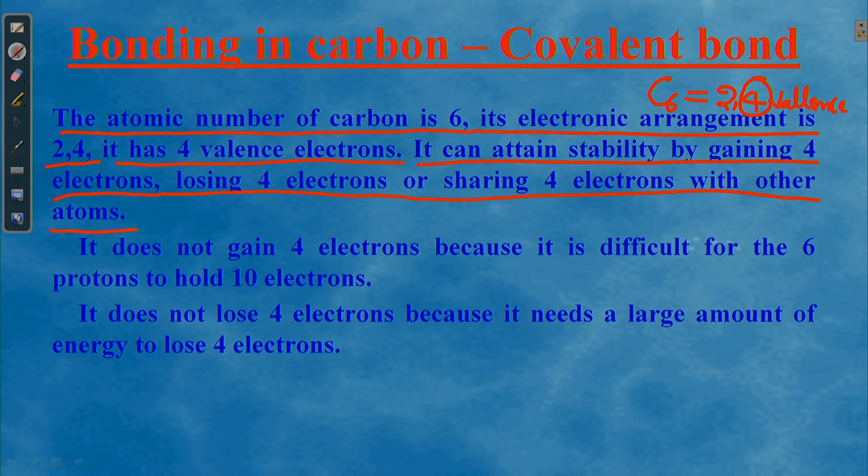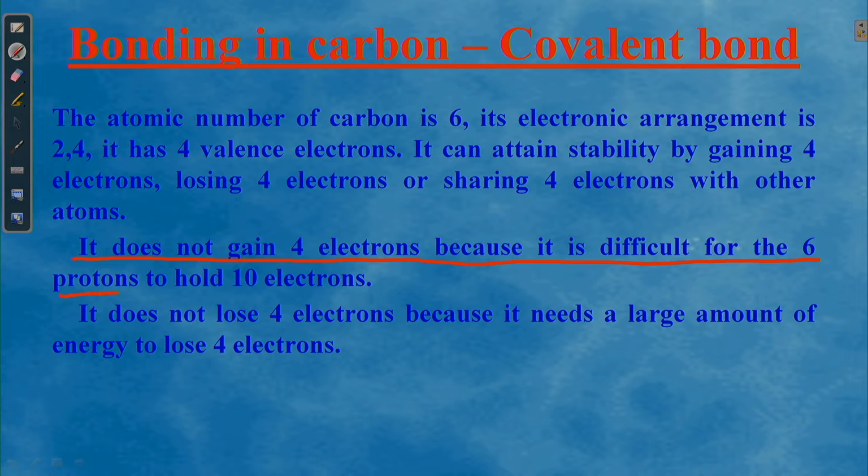By gaining or losing electrons, it would form an ionic bond. That is not possible in this case. So carbon basically shares 4 electrons. It does not gain 4 electrons because it is difficult for 6 protons to hold 10 electrons.